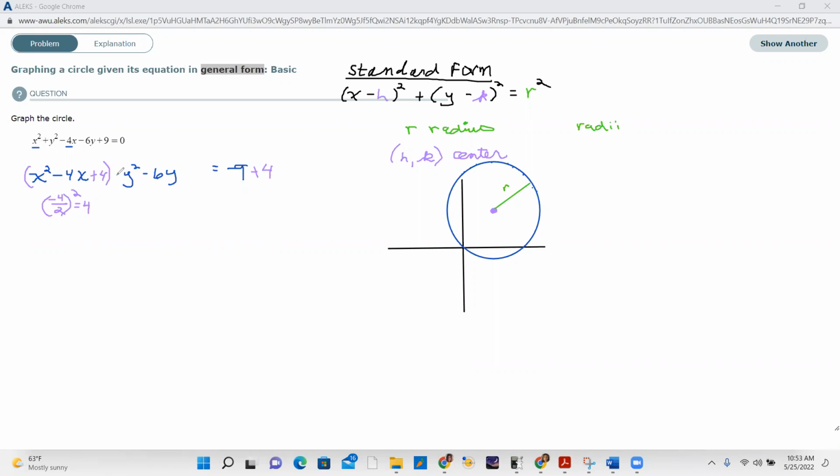And really, this is a plus y squared. So now we're going to do the same thing with the y. We're going to complete the square. So take half the negative 6, that's negative 3, and square it, and you get positive 9. So again, if I add 9 on the left, I have to add 9 on the right.